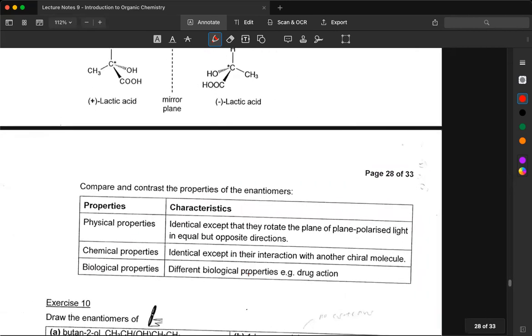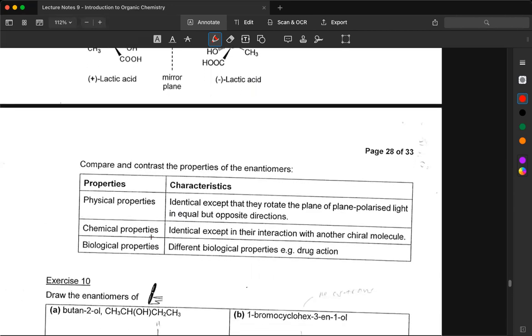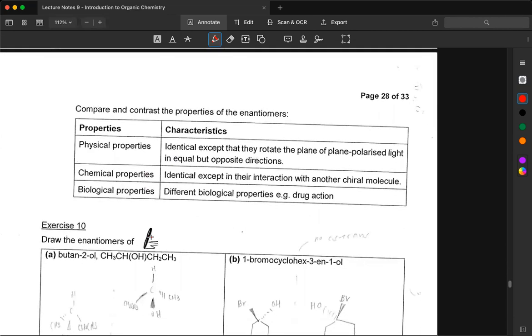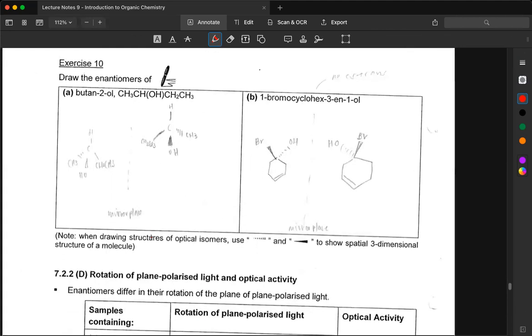Compare and contrast the properties of enantiomers. We look at the physical, chemical, and biological properties. Physical properties are identical, except that they rotate plane polarized light in equal but opposite directions. Chemical properties are identical except in the interaction with another chiral molecule. Biological properties are different. And this is a practice that you can try yourself.